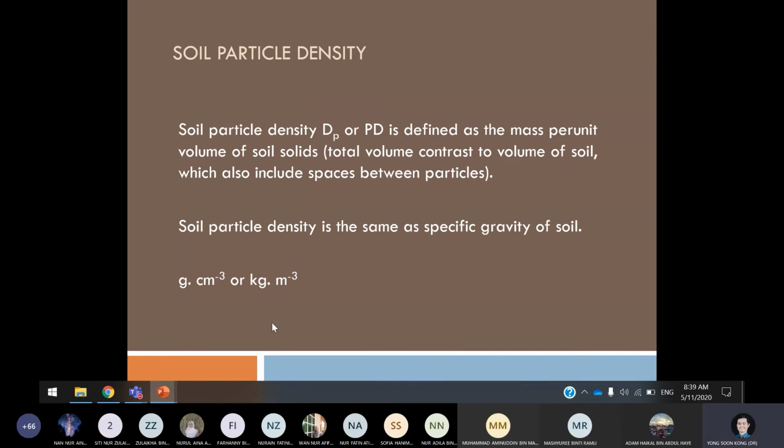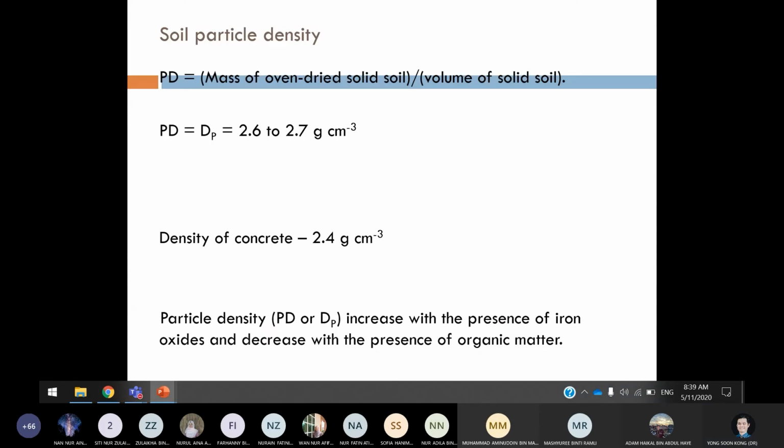And then the unit, possibly it could be in grams per cubic centimeter or kilograms per cubic meter. But let's not forget volumes. Volume most of the time is measured in liters or milliliters. So those are the units you are also going to encounter, yeah? Kilograms per liter, or maybe grams per ml as well. So this is how we calculate the mass of oven dried solid soil.